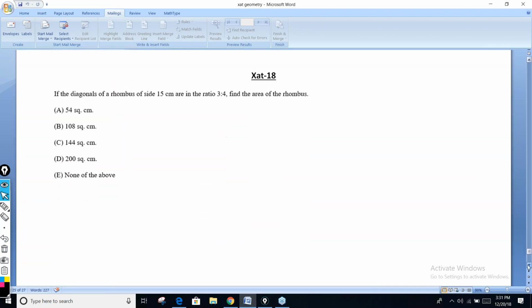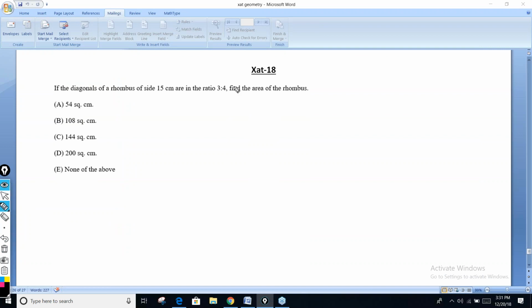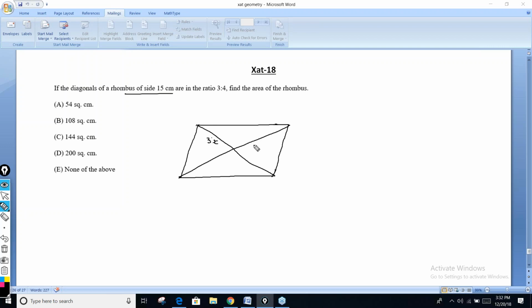Okay, now it's the Z paper, and there were only 2 questions in Z 2018, and that was again a very easy question. If the diagonals of the rhombus of side 15 centimeter are in the ratio of 3:4, and we know the diagonals of a rhombus bisect each other at 90 degree, right? So this is given in the ratio of 3:4. So half of the part will also be in the ratio of 3:4. So I'm taking this as 3, and this as 4.